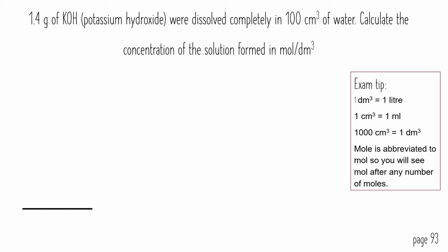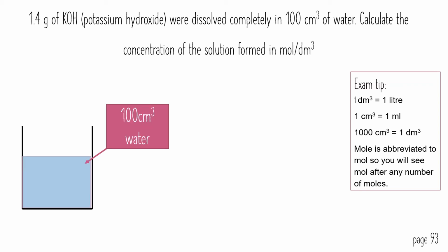So the question says we have 100 centimeters cubed of water. That's what we've started with. Imagine that's in the beaker. You've got 100 centimeters cubed of water in the beaker. What has been put into that then is 1.4 grams of potassium hydroxide, and that's dissolved. So now we have a solution, and we've been asked to calculate the concentration of the solution. And there's a few steps.